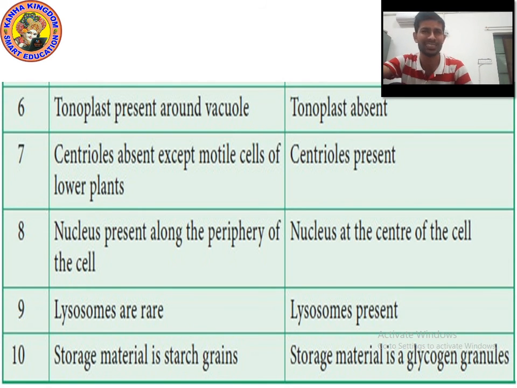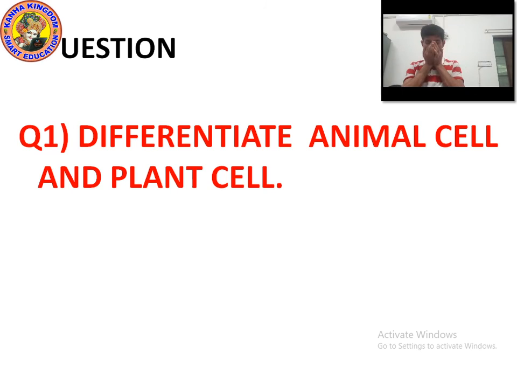There are many differences, that's why sometimes I get confused. It happens. Now let's see the question and answer. Today there is only one question and the chapter is going to finish. The question is: differentiate between animal cell and plant cell.